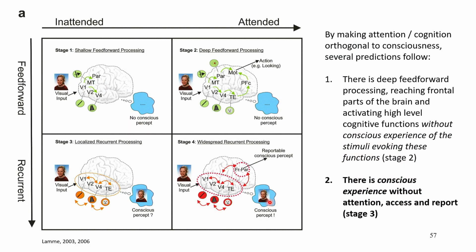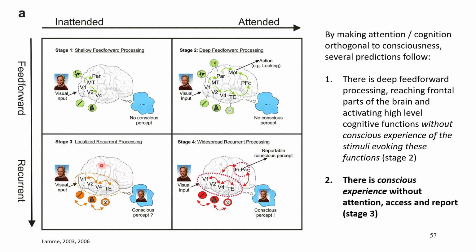Now let's get into the second prediction of recurrent processing theory, or more specifically this orthogonalization of consciousness and cognition and consciousness and attention, which is that there then should be conscious experience without cognition, at least without attention, but then also, of course, without this access and report that typically this widespread activation will get you. What do I mean exactly?